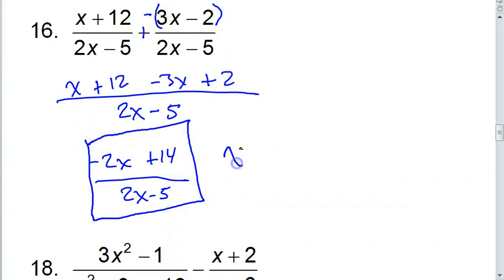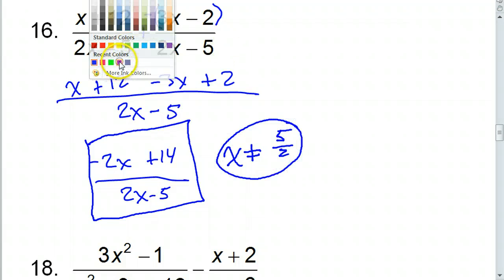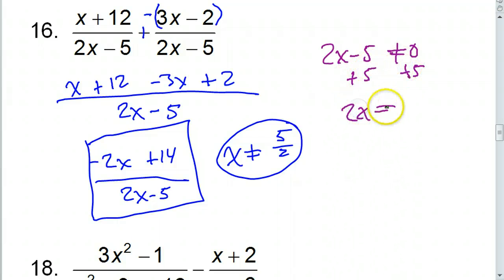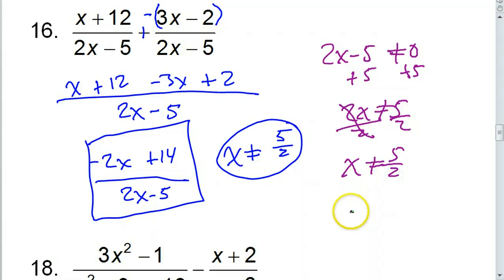Okay, the excluded value is x cannot be what now? 5/2. Just in case there's anybody that's like, where did that come from? We're looking at the denominator, and the denominator cannot equal 0. So we're solving this out. 2x cannot equal 5, divide by 2. x cannot equal 5/2. Any questions on number 16?